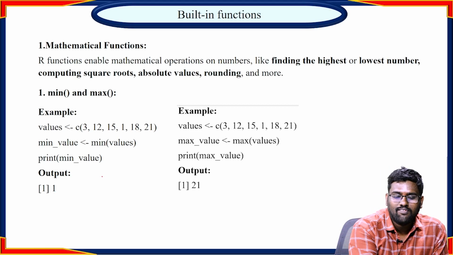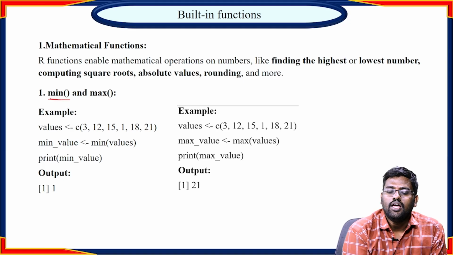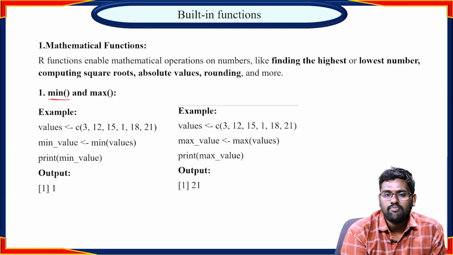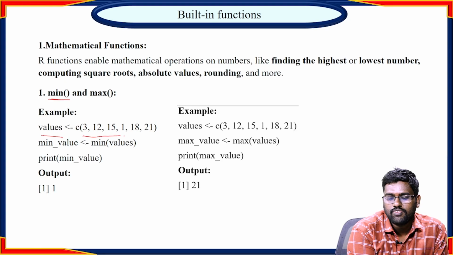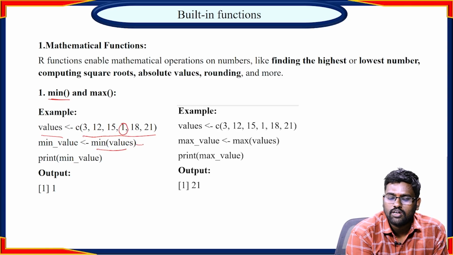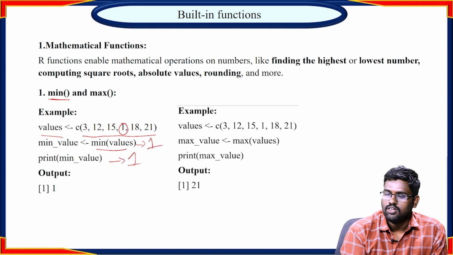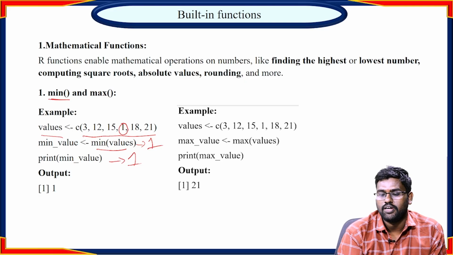The first one I gave is the minimum function. It is used to display the minimum value available in the given vector. I took the example values 3, 12, 15, 1, 18, 21. Out of all these values, it needs to take only the minimum value. So minimum of values takes the value 1 and will print 1. Only the minimum value in the whole vector is printed. That is about the first mathematical function.